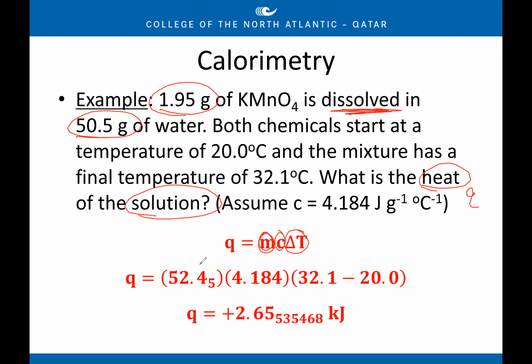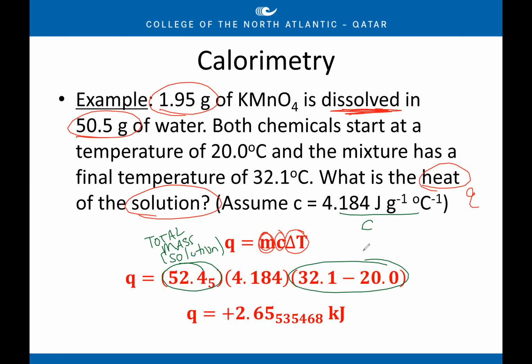So this mass, let me see if I can pick a different color here. I'm feeling green today. This mass has to be the total mass. It's the mass of the solution, the entire thing. Okay, so Q is m, I add up my masses together, multiplied by C, which I have written here, multiplied by delta T.